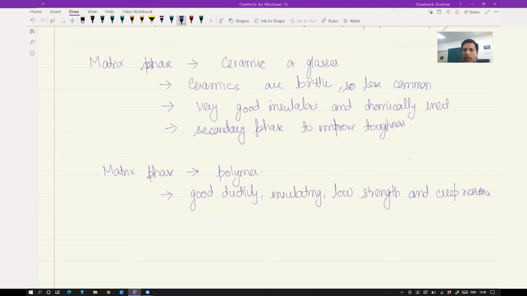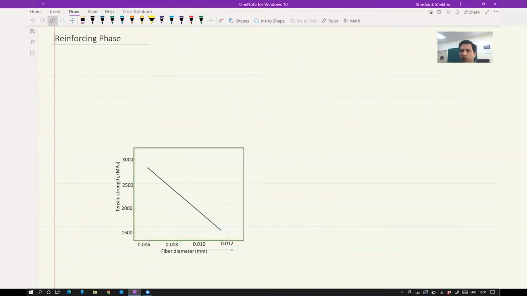Now let's look at the reinforcing phase. The reinforcing phase can be made of different types of materials, and as we have seen, it can exist in various forms. So what are those various forms? Some of these we have already seen, like fibers: long strands with circular or non-circular cross sections, but constant cross sections, where the diameters can range from a few microns to a fraction of a millimeter.